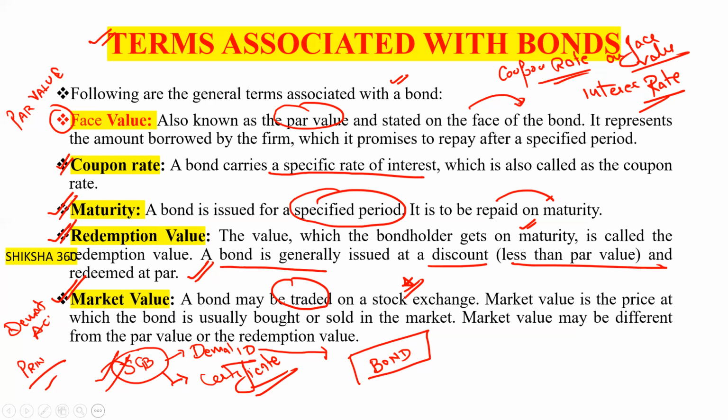Please tell me fast, are all these terms clear to all of you? What is face value, what is coupon rate, what is maturity, what is the redemption value, and what is the market value. Hope now it is clear to all of you.